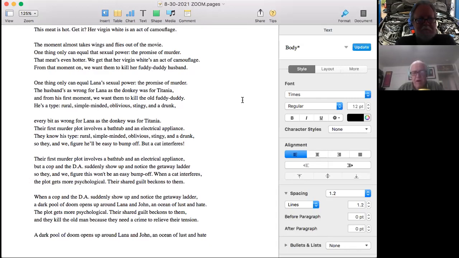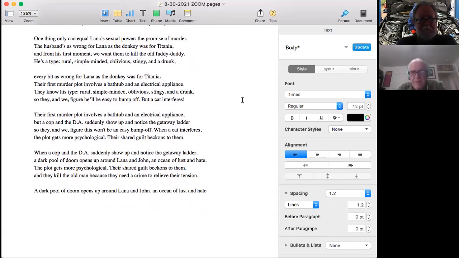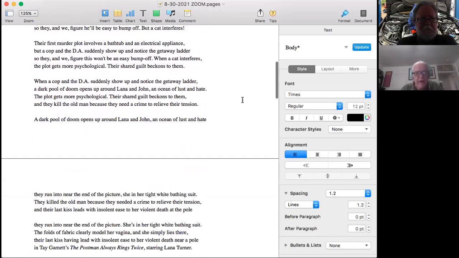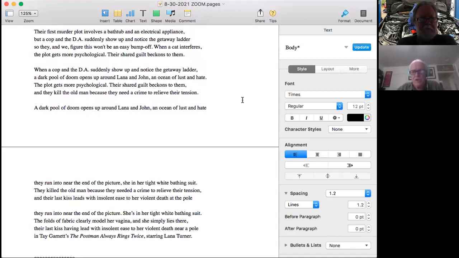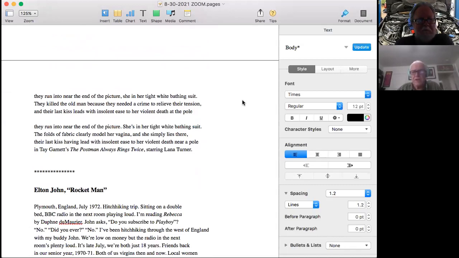Their shared guilt beckons to them. When a cop and the DA suddenly show up and notice the getaway ladder, a dark pool of doom opens up around Lana and John, an ocean of lust and hate. The plot gets more psychological. Their shared guilt beckons to them, and they kill the old man because they need a crime to relieve their tension. A dark pool of doom opens up around Lana and John, an ocean of lust and hate they run into near the end of the picture, she in her tight white bathing suit.